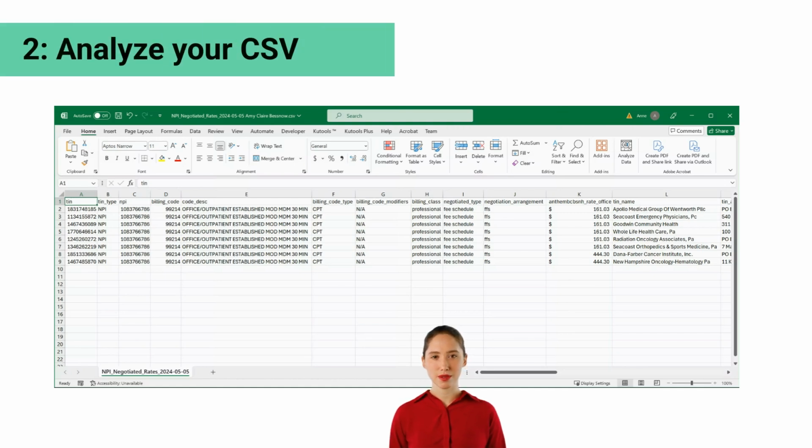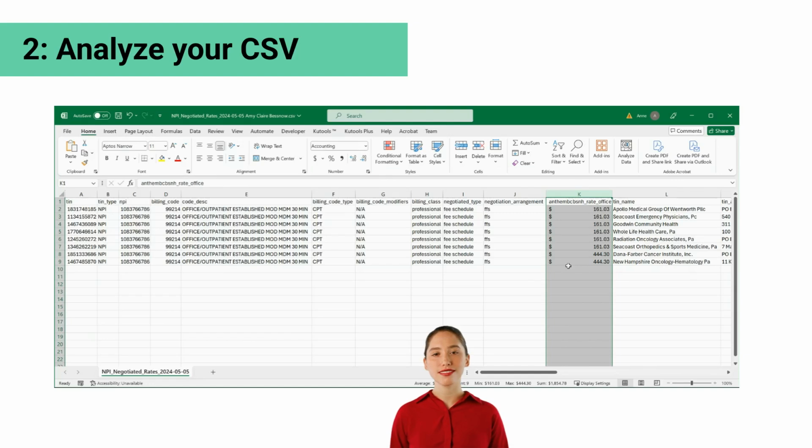Here's the resulting spreadsheet. We can see that Dr. Besnow has two unique rates listed in column K in 8 rows, ranging from $161.03 to $444.30. But why are there so many rates listed?